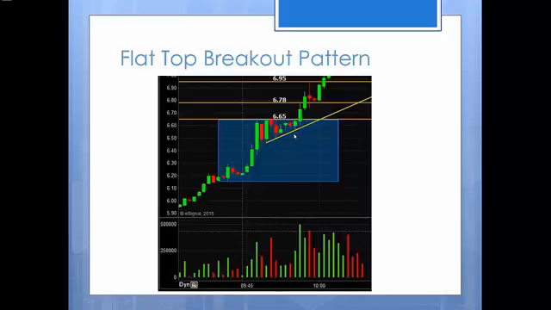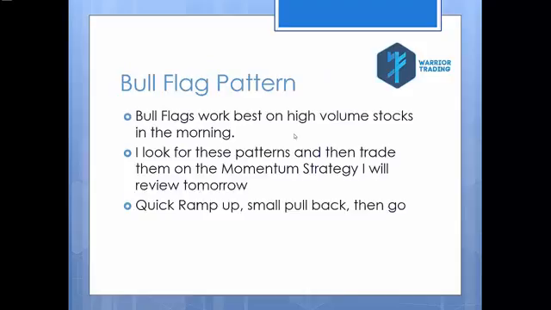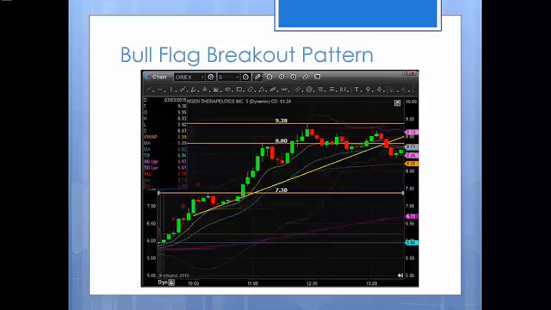So in addition to the flat top breakout pattern, which is one of my favorites, one of my second favorites are simple bull flags. In contrast to a flat top breakout, a bull flag actually pulls back a little bit more, and you buy on the pullback. So we look for a ramp up, a small pullback, we get in with a stop at the bottom of the pullback. So right here, we would get in first down here on the bottom of the pullback.